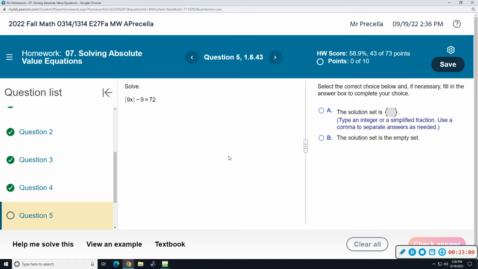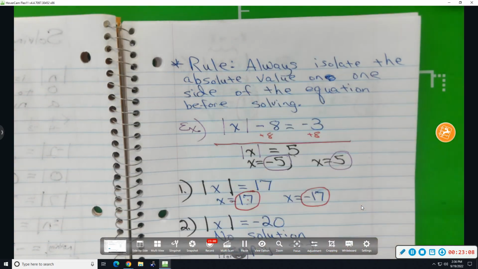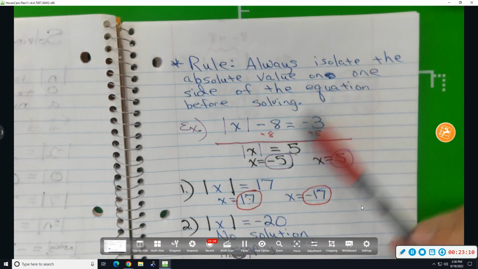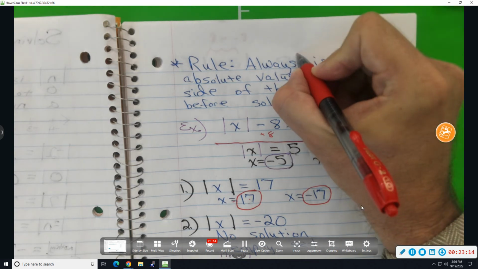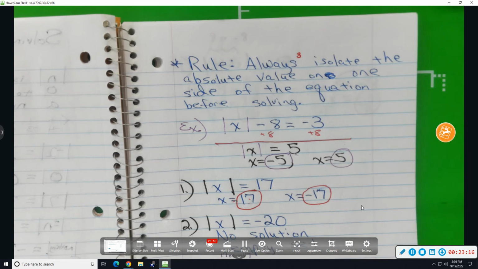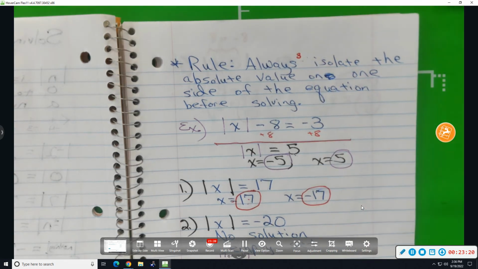Always, always, always isolate those absolute value bars first. Always isolate the absolute values on one side of the equation before solving. I'm going to put a little cube right here on Tim's rule because it should say always, always, always. So that little cube does that for us.